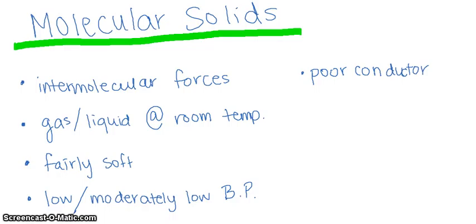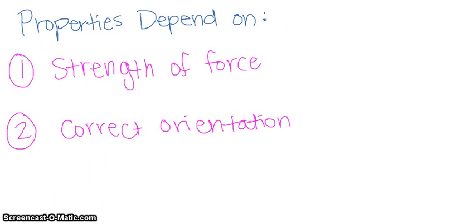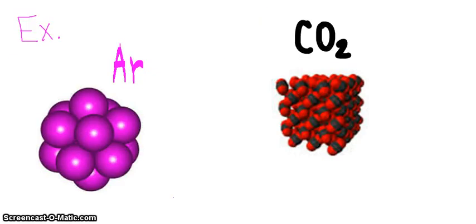It's also important to note that these properties depend on two factors. First, the strengths of forces that hold the molecules together, and second, the ability of those molecules to orientate correctly in three dimensions. Some examples of molecular solids would include argon, methane, sucrose, and dry ice.